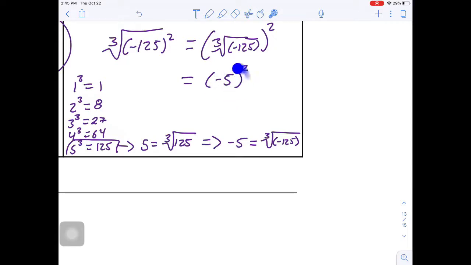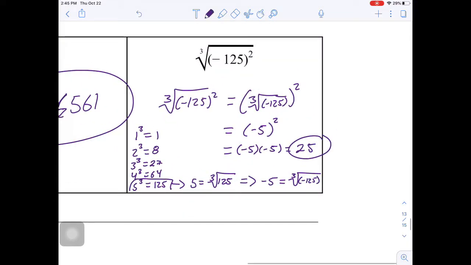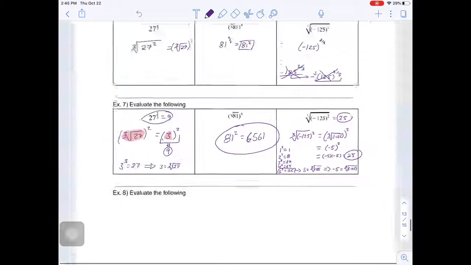And now negative 5 squared, well, that's negative 5 times negative 5. That gives us positive 25. We get positive 25 because a negative and a negative give us positive. So this thing actually equals 25. Okay, so hopefully that all made sense.